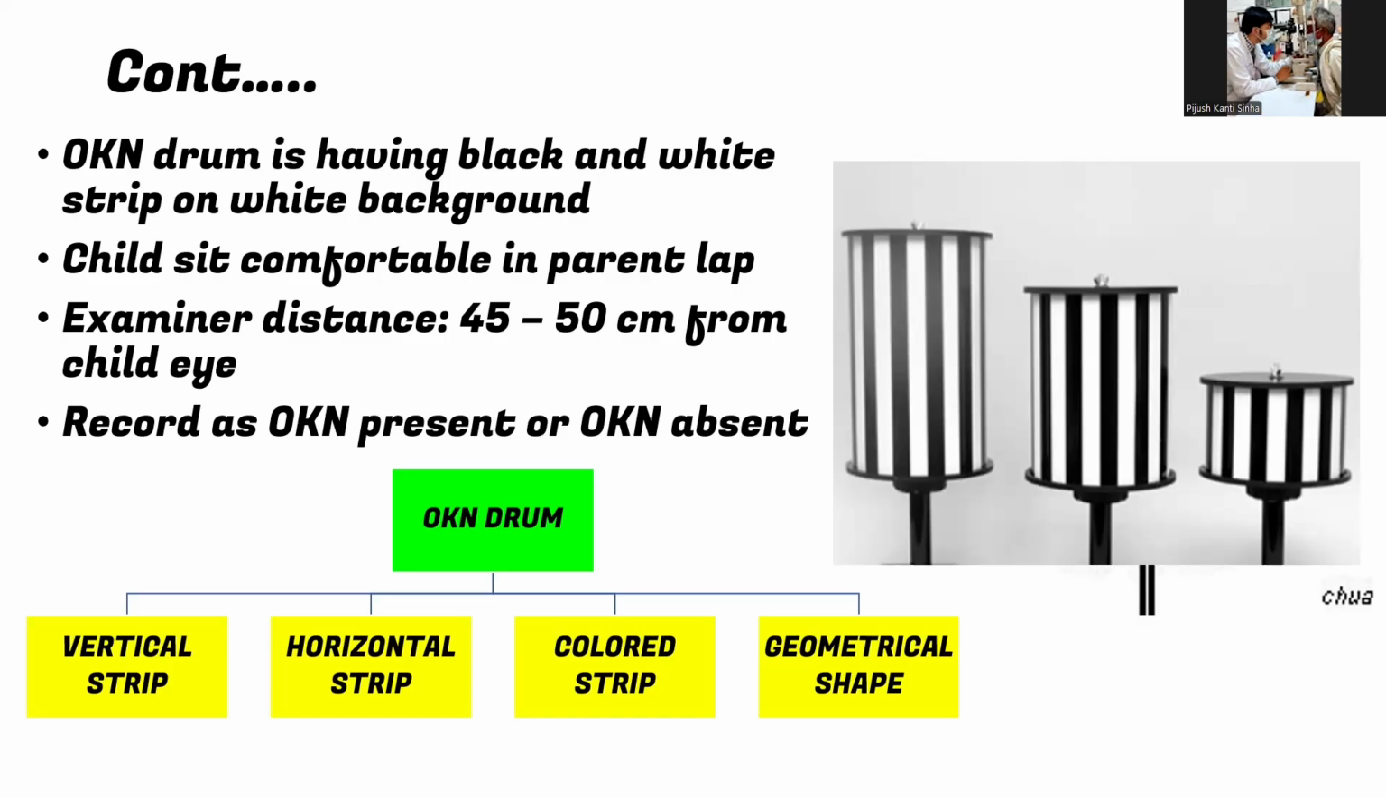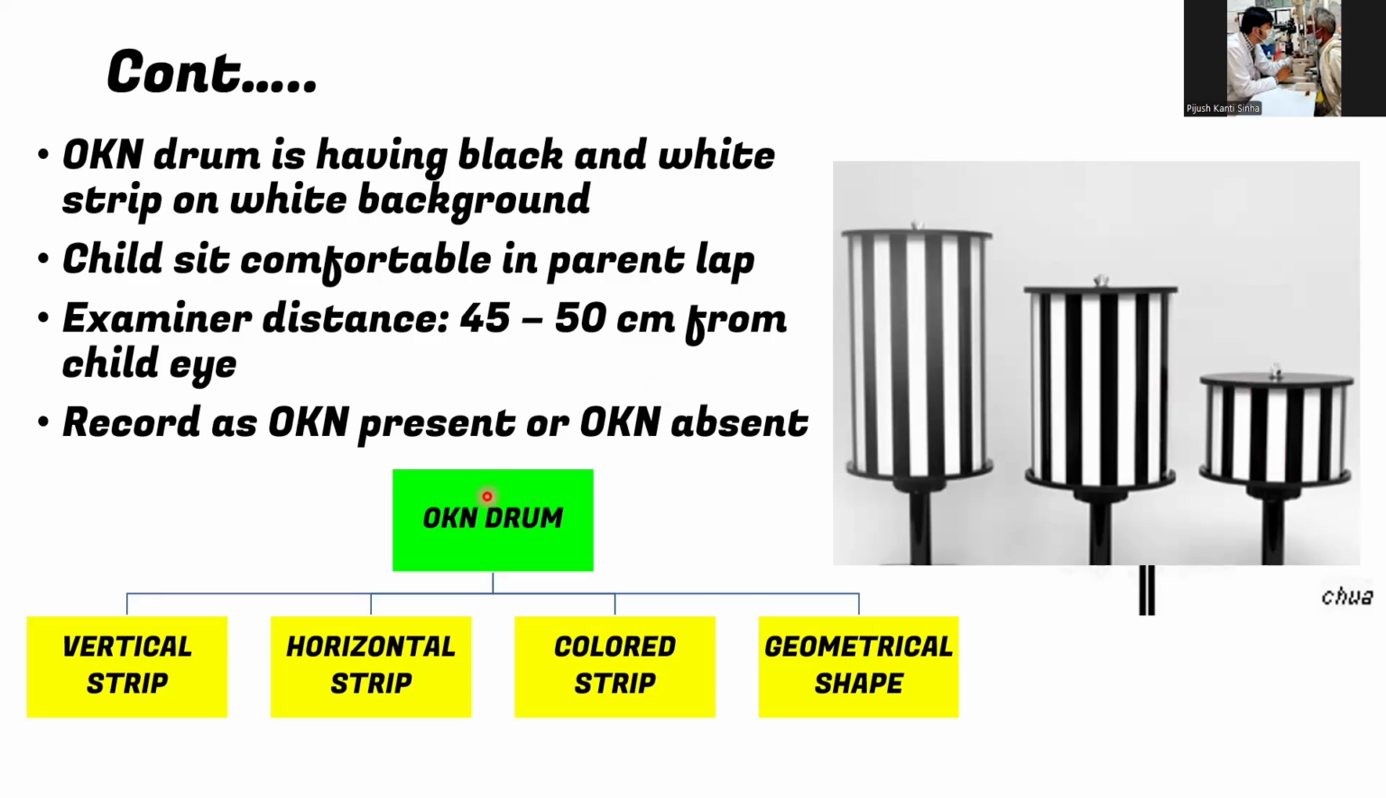So you will write "OKN present" or "OKN absent" if there is no eye movement. If present, it means the child's visual pathway up to the brainstem is intact. You can also estimate the visual acuity by noting the narrowest strip width that still produces the nystagmus. Broader strips mean lower visual acuity, and narrower strips indicate better visual acuity.